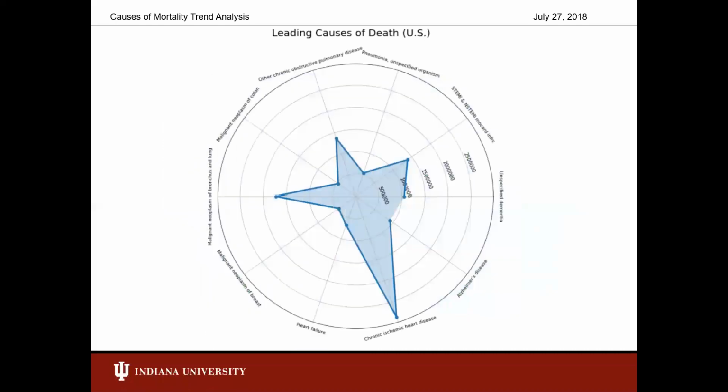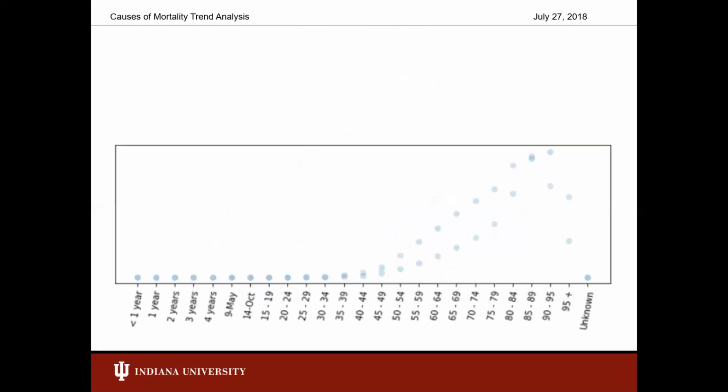This is a radar chart, and also shows the leading causes of death. Just another quick view to point out just how prominent chronic heart disease is, which is seen in the bottom right, following, of course, by the bronchus and lung on the far left.